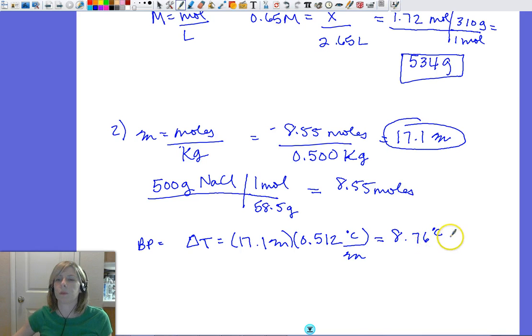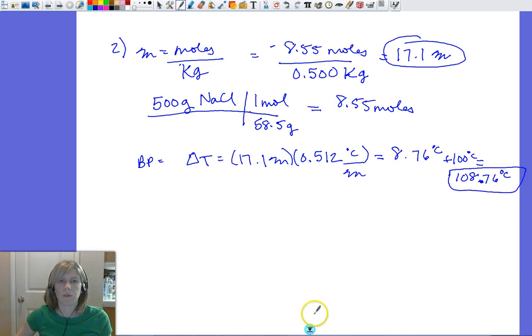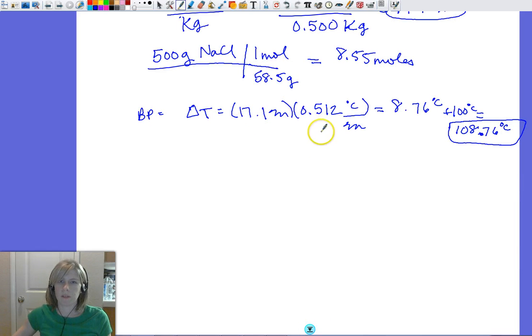Now it asks for the boiling point. So we're going to add 100 degrees Celsius because that is the boiling point of water, and we get 108.76 degrees Celsius. So that's our new boiling point. Now I'm going to skip over the freezing point because it's done just the same way. The only difference is here you're going to use the freezing point for water and K value, and that's 1.86.